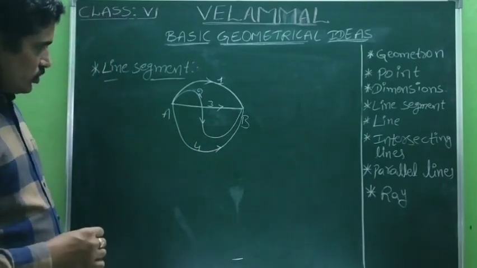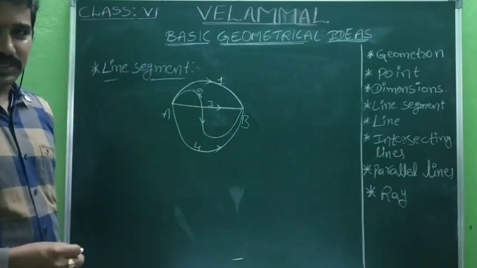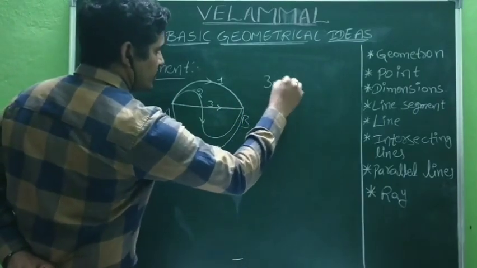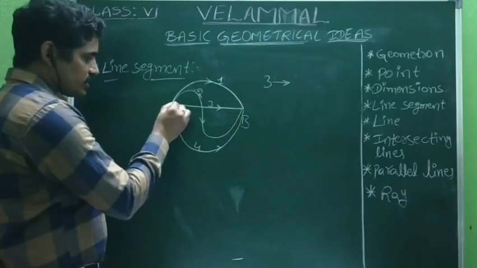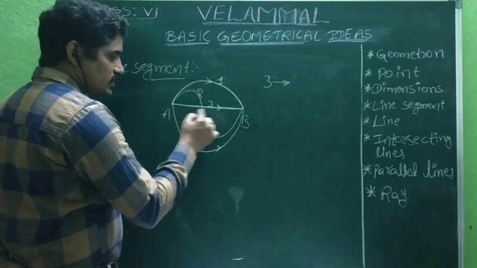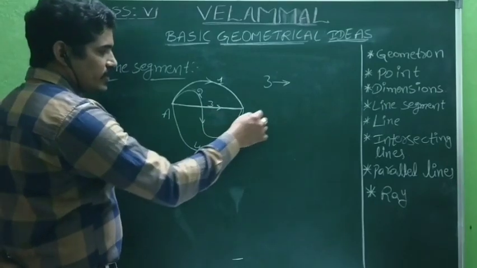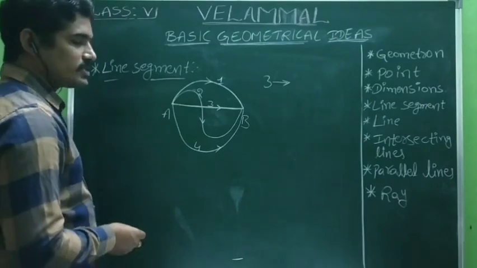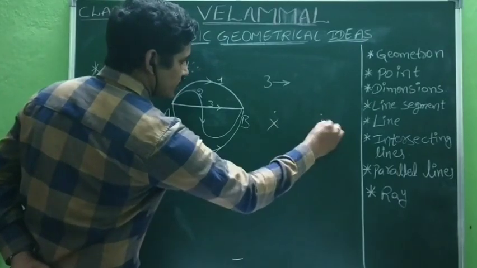Now my question is, who traveled the least distance? By seeing this we can say person 3 traveled the least distance. Why? The person traveled from A to B directly, so this is the shortest distance between city A and city B. So between two locations or two points, the least distance is called a line segment. For example, I am taking two points x, y.